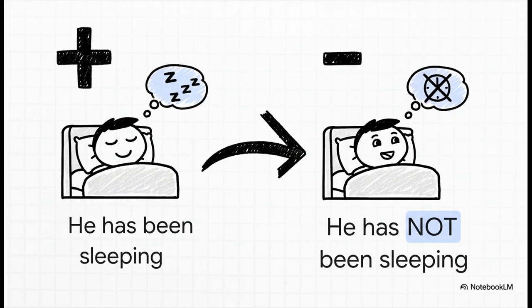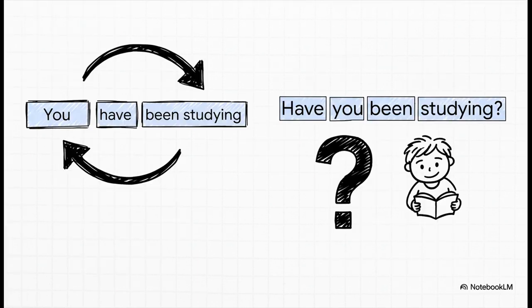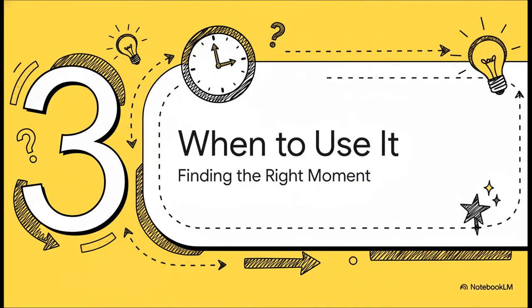And what if you want to make it negative? Oh, this is the best part. It's so easy. You just slide the word not right in between have or has and been. So he has been sleeping becomes he has not been sleeping. Simple as that. And to ask a question, you just do a little switcheroo with the first two words. Have or has jumps to the front, right before the subject. So you have been studying turns into the question, have you been studying? The rest of the sentence just stays put. Easy, right?